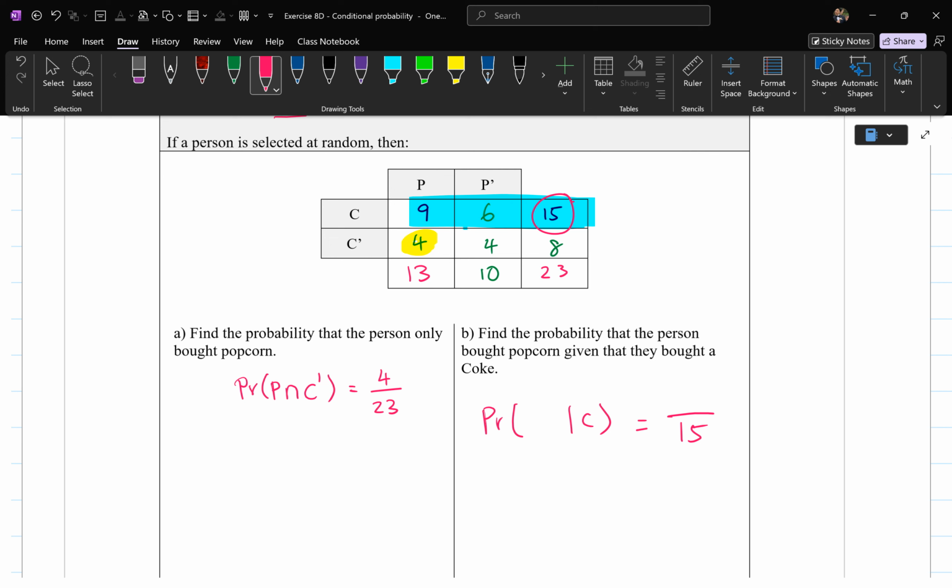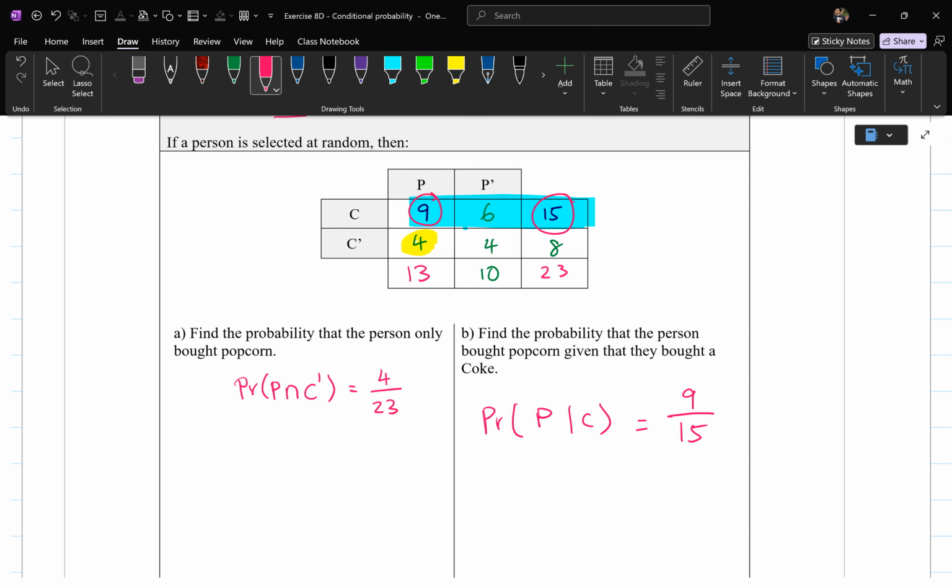And I'm asking, of those 15, if I had to pick one randomly, what's the chance they bought popcorn? Those are the only people that bought popcorn. There's 9 of them that bought popcorn and Coke. So it should be 9 out of 15. And that's my notation.